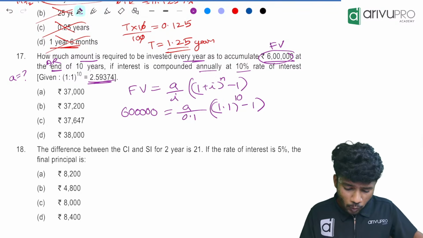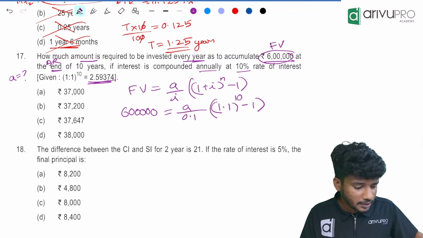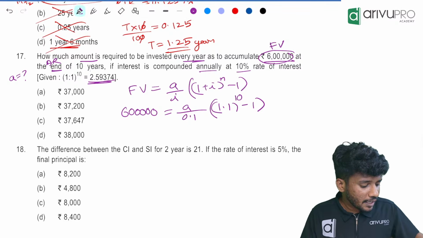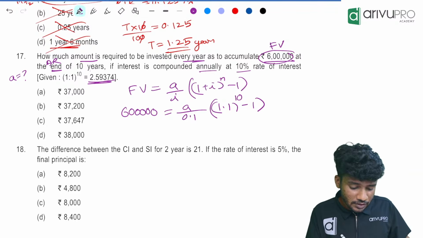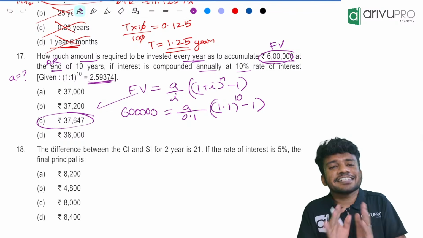2.59374 minus 1, then divide by 0.1, then divide equal to multiplied with 6 lakh. How much are you getting? 37647. Option C is your answer. Very easy answer, direct answer.